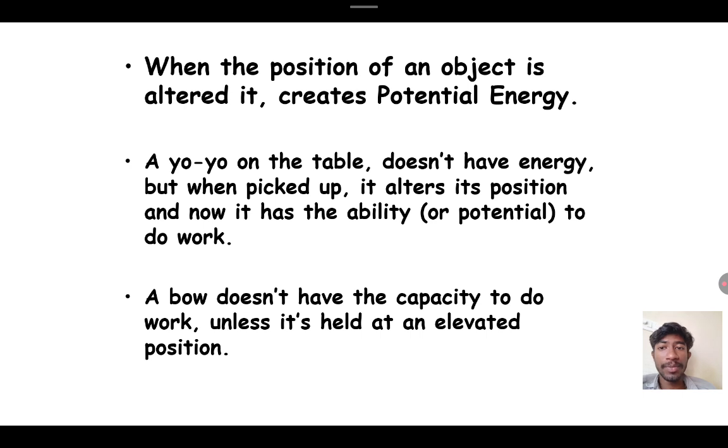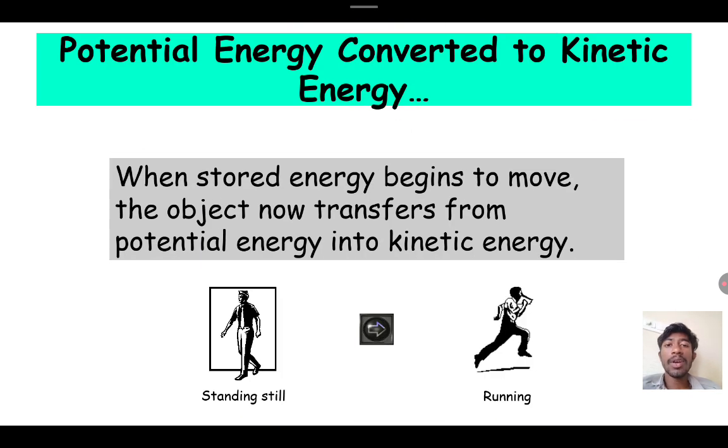When the position of an object is altered, it creates potential energy. A yo-yo on the table doesn't have potential energy, but when picked up, it alters its position and now it has the ability, or potential, to do work. A bow doesn't have the capacity to do work unless it's held in an elevated position. So potential energy is converted into kinetic energy.